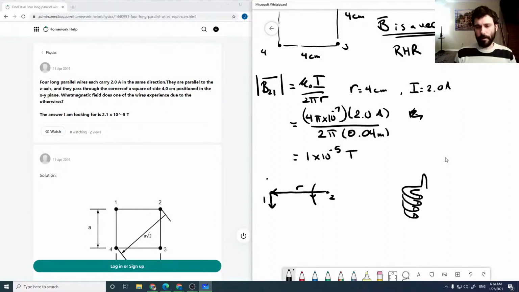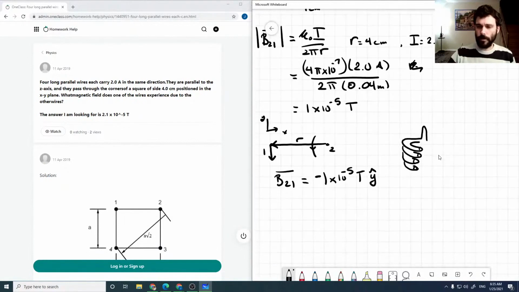So looking at our X, Y, our B21 is then minus 1 times 10 to the minus 5 Tesla in the y hat direction. So that gives us our full directionality there.